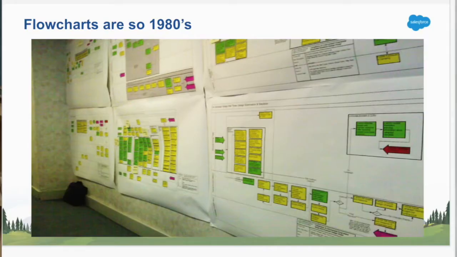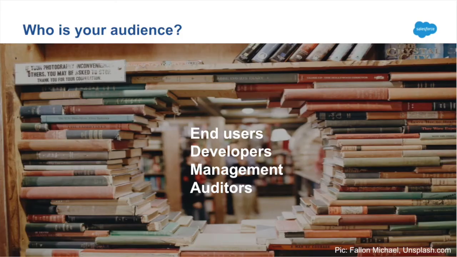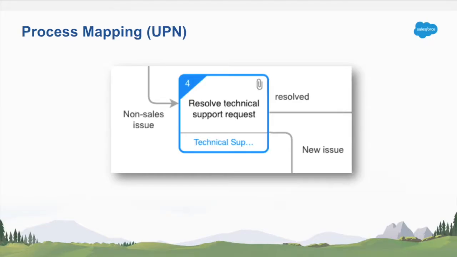So people have been mapping business processes for years, probably using flowcharts which cover the walls of boardrooms. But life has moved on. We've actually got some very different audiences. We've got end users, we've got developers, we've got the management, we've got auditors, if you're highly regulated, who need to look at these process maps. Secondly, they're going to be looked at online. So over the last 20 years, there's been a new standard called UPN, Universal Process Notation. And it's a standard that's really easy to use, and you'll see it used in practice in a moment, and easy to be understood by all of those different audiences.